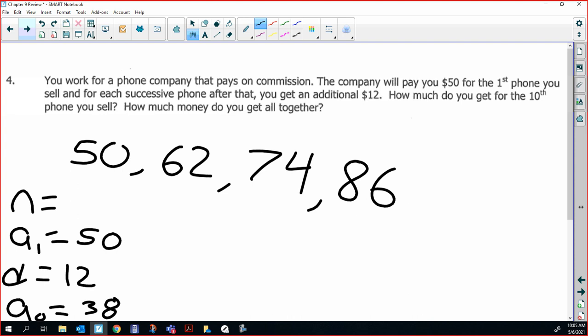How much do you get for the 10th phone? And then how much money did you get altogether? So the 10th phone and it's 10. But doesn't it say no matter what the first one is $50? The first phone is 50. Theoretically, before you sold anything, it's like getting $38 plus $12 for every phone. So it's like getting a flat 38, but then you sell your first phone, they give you 12. And then you sell your second phone, they give you another 12, on top of it.